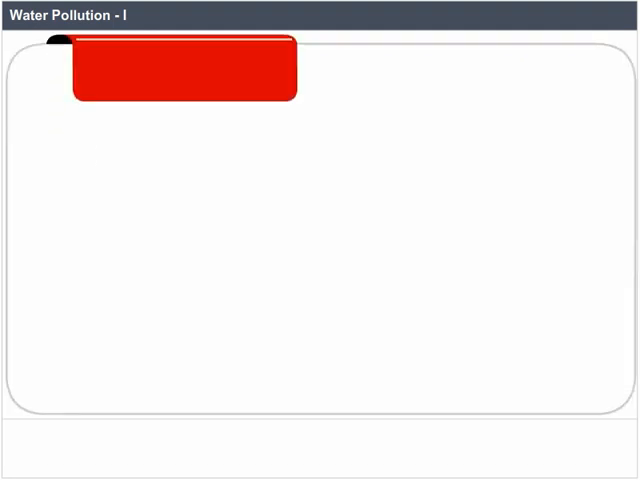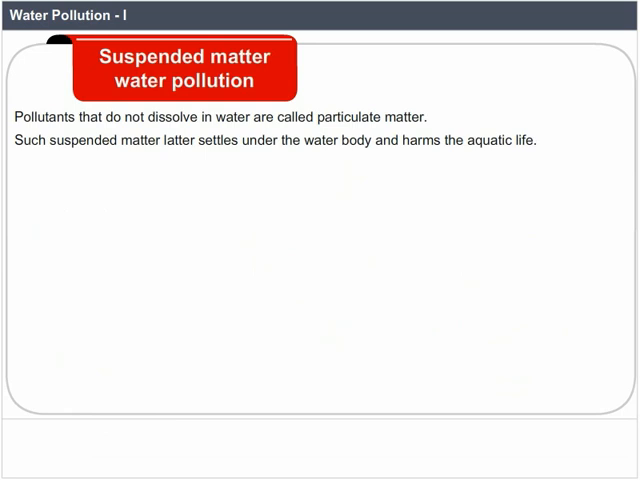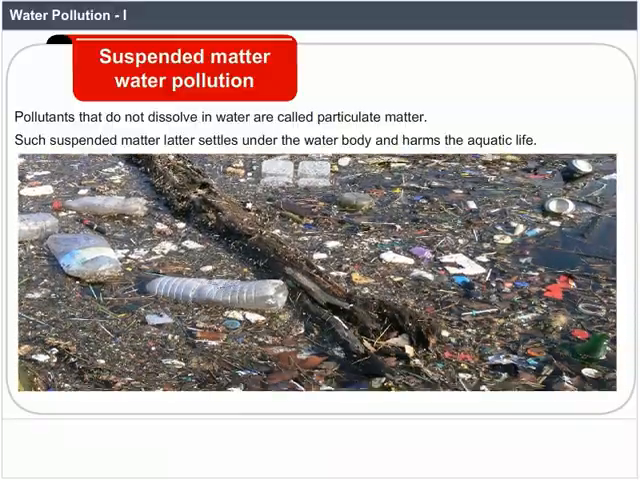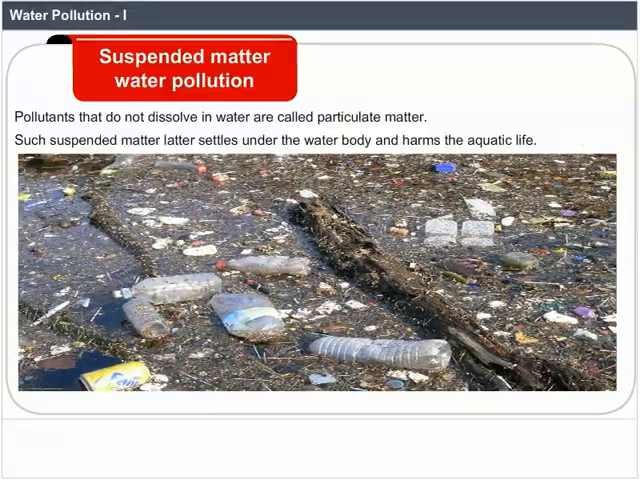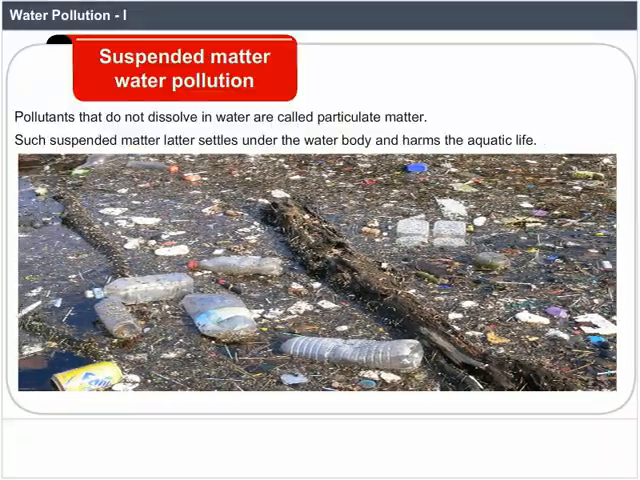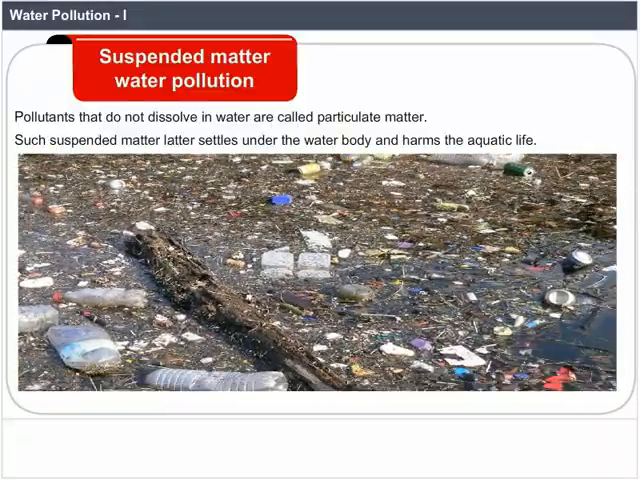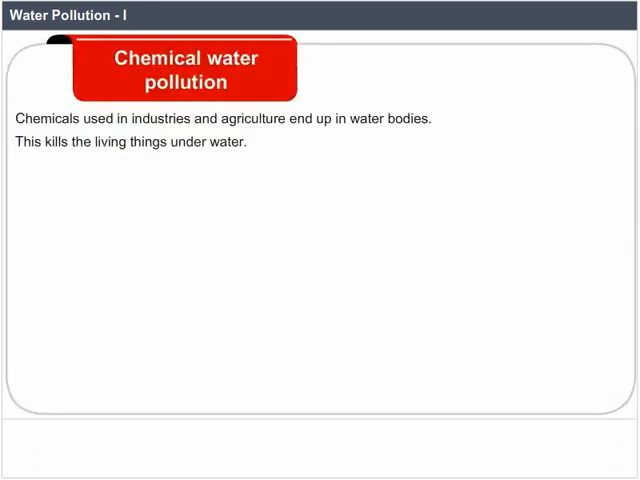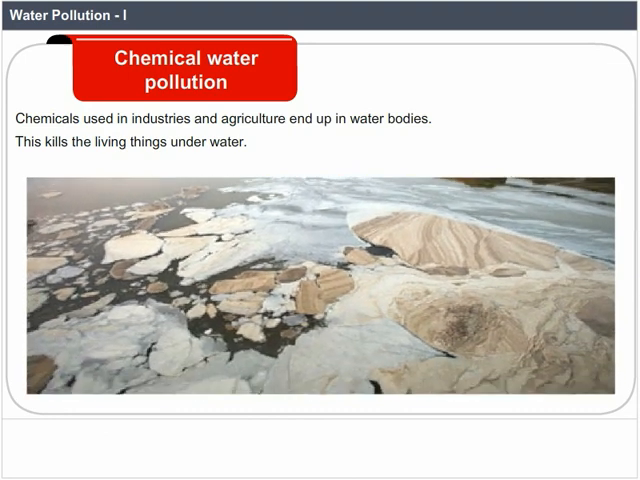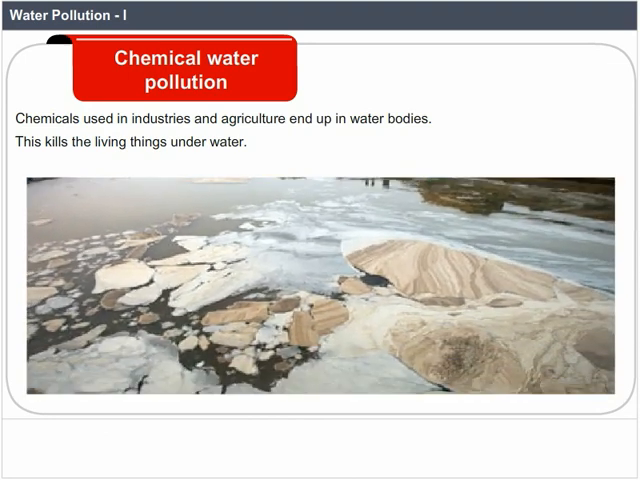Suspended matter water pollution. Pollutants that do not dissolve in water are called particulate matter. Such suspended matter later settles under the water body and harms the aquatic life. Chemical water pollution. Chemicals used in industries and agriculture end up in water bodies. This kills the living things underwater.